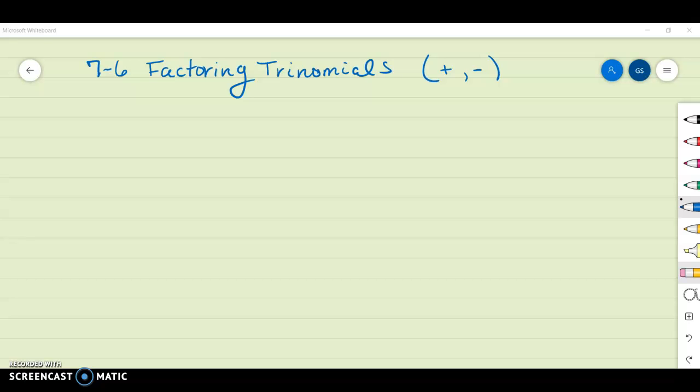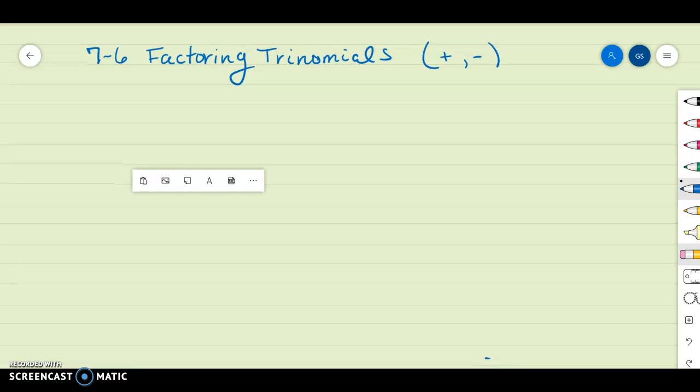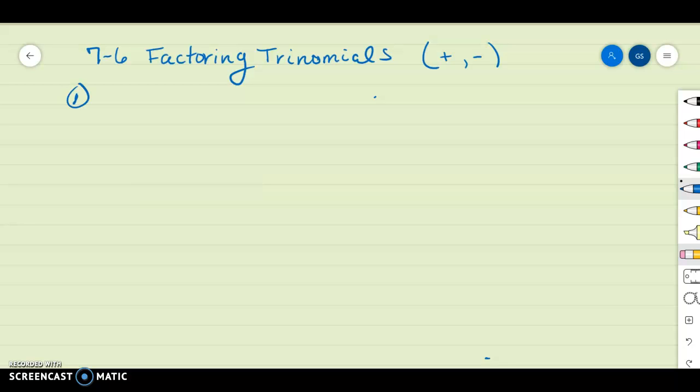Hi, everybody. We're going to work on 7-6, factoring trinomials when you have a positive middle term and a negative last term. It's going to be a little different from what we've done before, and a lot the same also. So I'm going to take a step back and do one of each that we have learned already.